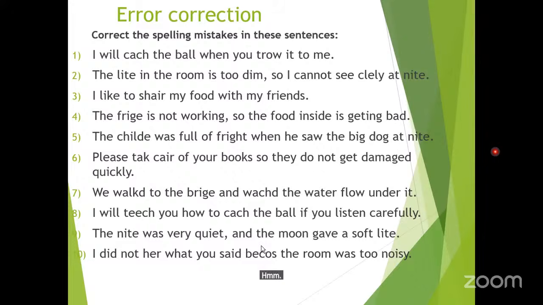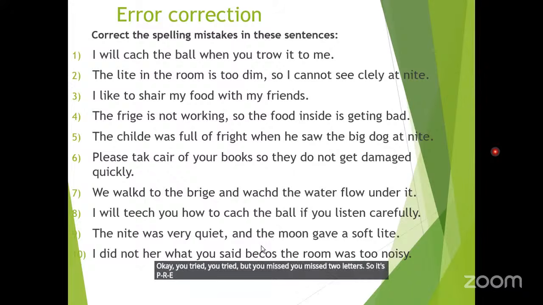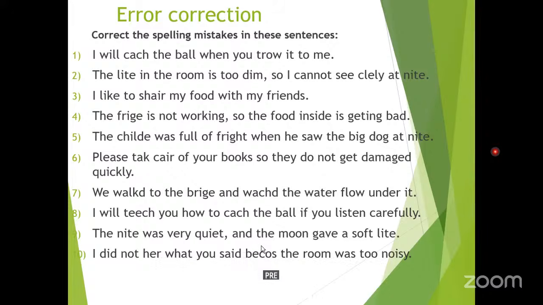Are you sure? Is that your final answer? Okay, you tried, but you missed two letters. So it's P R E S I D E N T. You missed the C and the T. Okay. President. Yes, ma'am. Governor, spell governor.